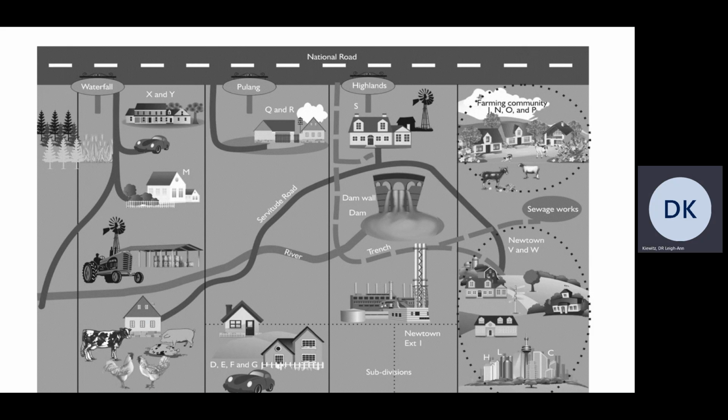Now, an example of a personal servitude of habitatio would be M residing on X and Y's farm. Now, M has a right of habitatio, which means that she has a right to occupy that house for as long as she lives.